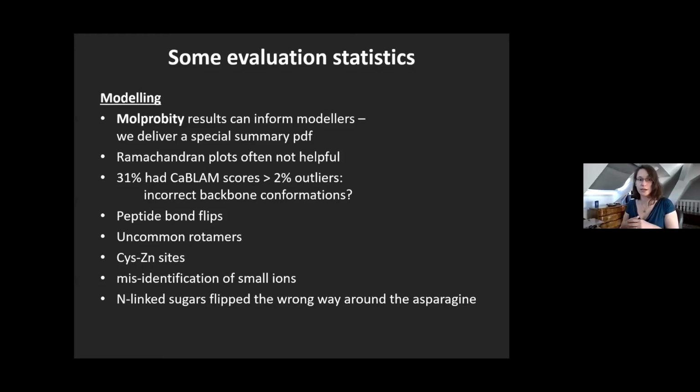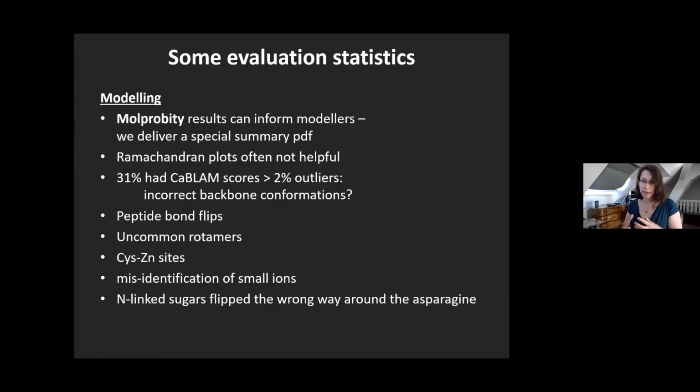And what we are using is the Kablam score, which has been published by the Richardson lab at Duke University, who are also members of the task force. Using this Kablam score, which evaluates backbone torsion over 7 residues, as opposed to Ramachandran, and is not used for restraints, 31% had more than 2% outliers in Kablam scores, which means 31% had potentially incorrect backbone conformations in some larger parts of the structure.